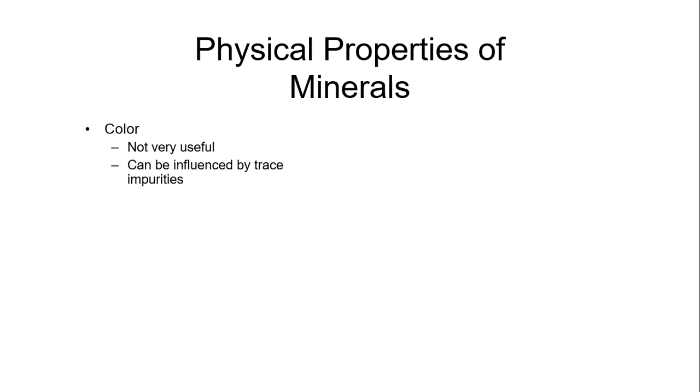One of the first properties that's most obvious is the color of a mineral. For instance, gold has this yellowish color, silver has this shiny grayish color.